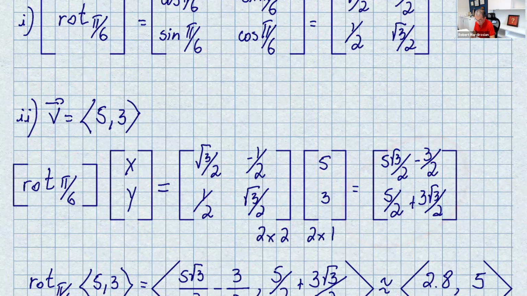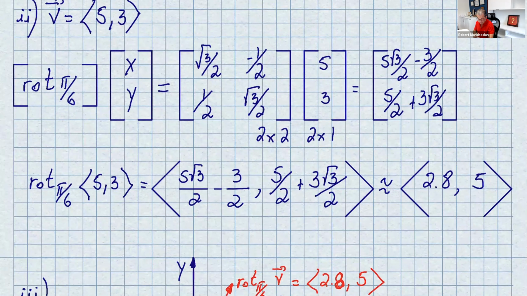So you take square root of 3 over 2 times 5, which is 5 square root of 3 over 2. Plus negative 1/2 times 3, which is negative 3 over 2. So that's the first component. 1/2 times 5 is 5 over 2. Square root of 3 over 2 times 3 is 3 square root of 3 over 2. And of course, you add them.